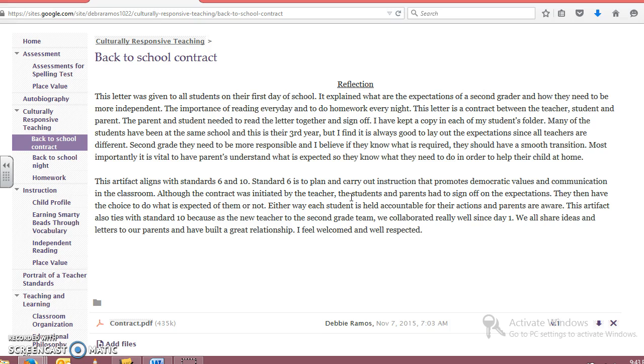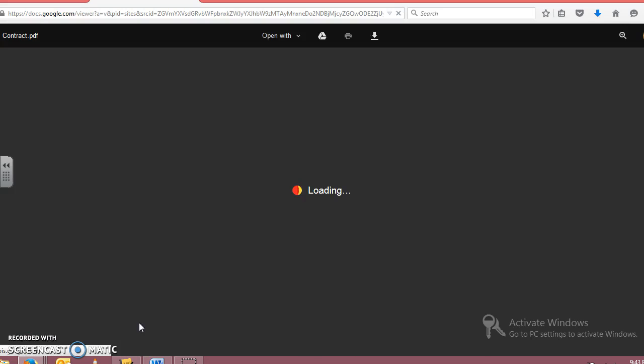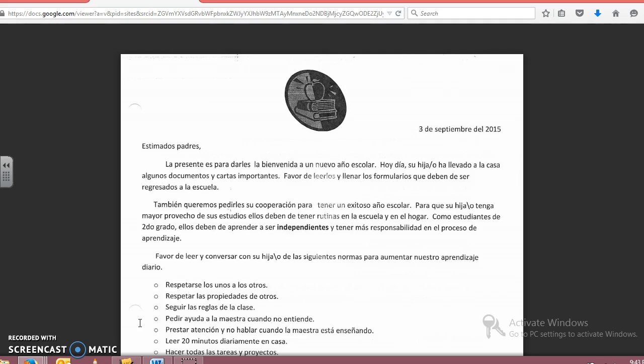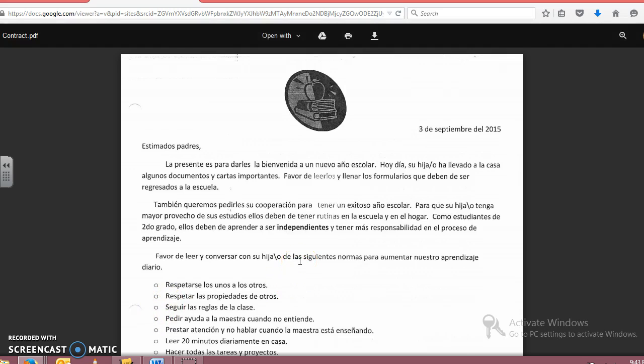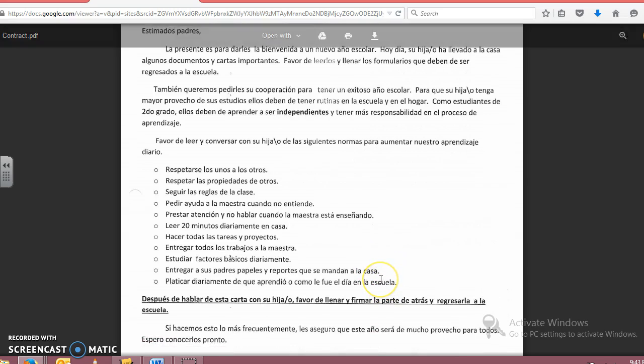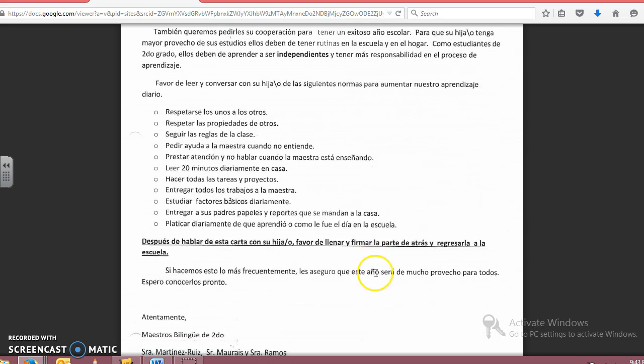There are 3 bilingual second grade teachers and 4 monolingual teachers. The 3 bilingual teachers, including myself, sat down and decided to create this contract to help parents and students understand what their expectations are. Many times we have students who come from other countries and they have never been to school. So these are just a few reminders as to how they should act and what the parents should be doing at home with their child.